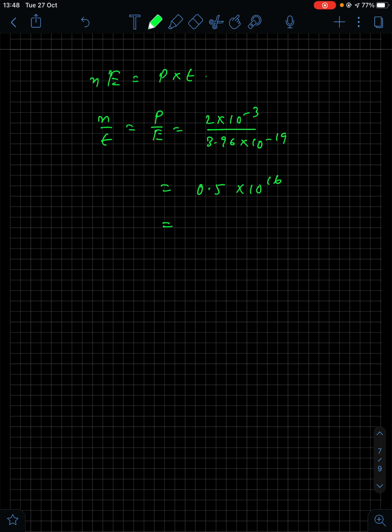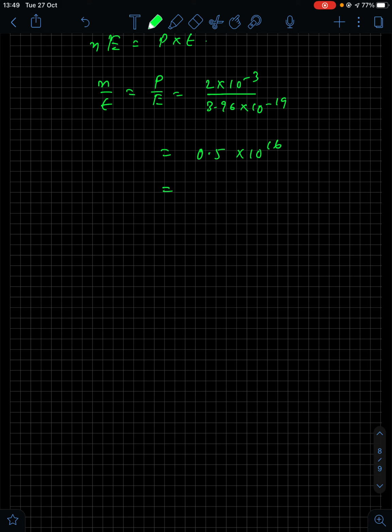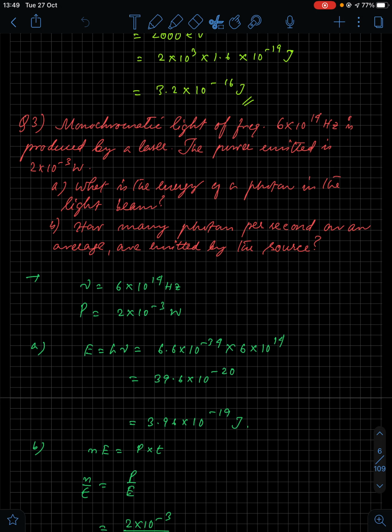All the calculations you need to do by yourself. Never work on a calculator, you will spoil your calculation skills. It takes more time, but that doesn't really matter. Now you're learning. You will do all the calculations by yourself on the right part of the page. So this gives you 5 into 10 to the power 15 photons per second. So this is your answer. Next we see question number 4.